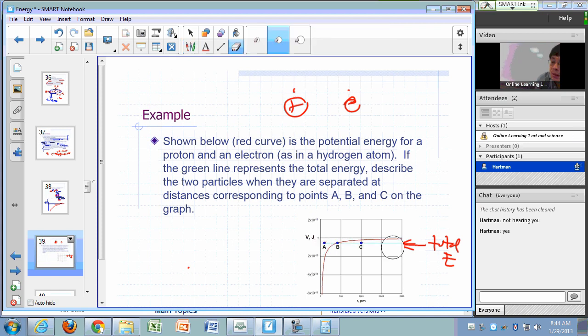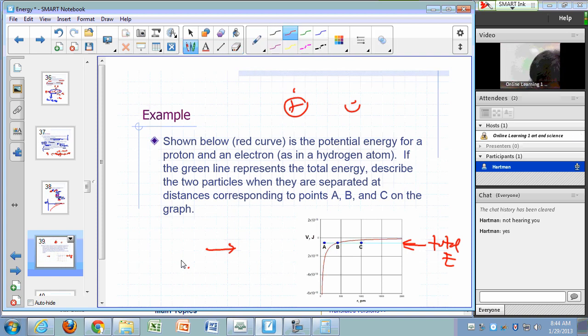What happens? At point A, let's say we have an electron separated from the proton by this distance right here. Let's say your electron's moving away. What did we say is going to happen to the electron as it moves away? It's being pulled back by the proton, right? So the difference here between the total energy and the potential energy, this difference right here, that's the kinetic energy. As it moves away, what happens to the difference between the potential and kinetic?